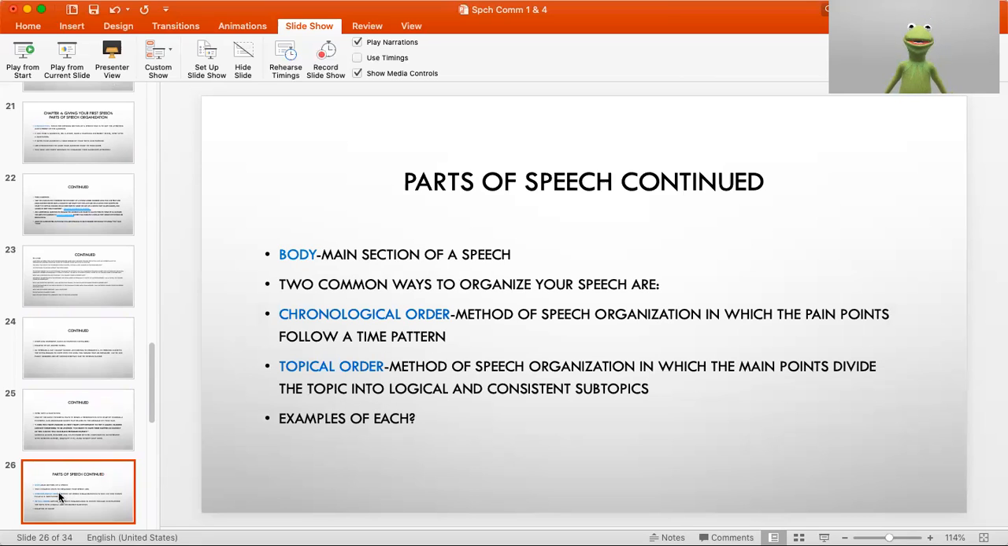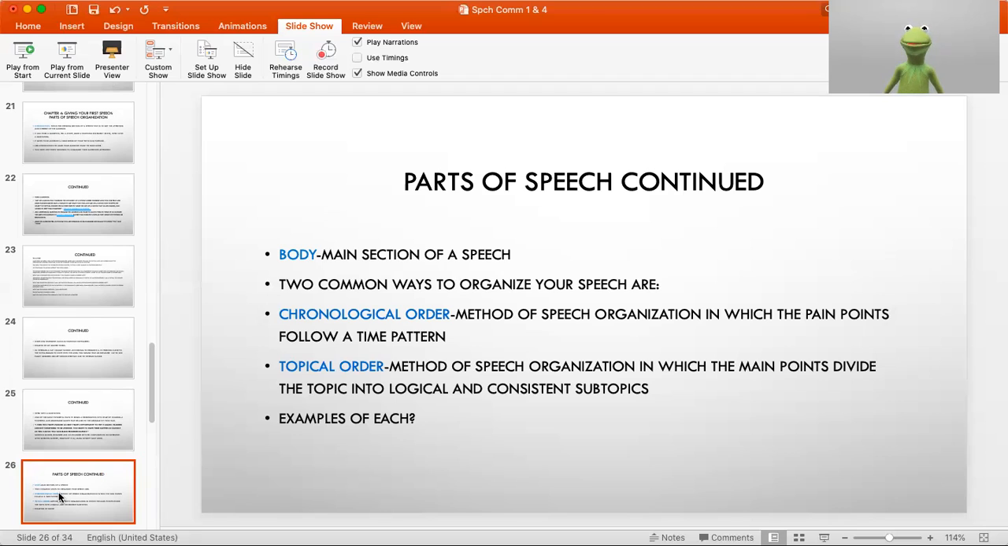So that was the introduction. Now let's talk about the second part of your speech, and that's the body. That's going to be like the meat of your speech. It's the main section. It's going to take up most of your time. And there's two common ways of organizing your speech.